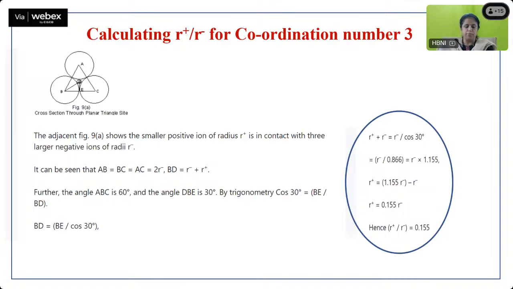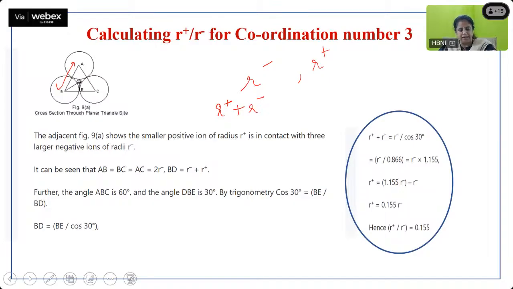If I assume the radius of the anion is R minus and the radius of the cation is R plus, then AB is equal to 2R minus. Similarly, AC would be 2R minus and BC would be 2R minus. Whereas BD, now there is a small cation at point D, BD is R plus plus R minus. Now angle ABC is 60 degrees, so angle DBE is 30 degrees.